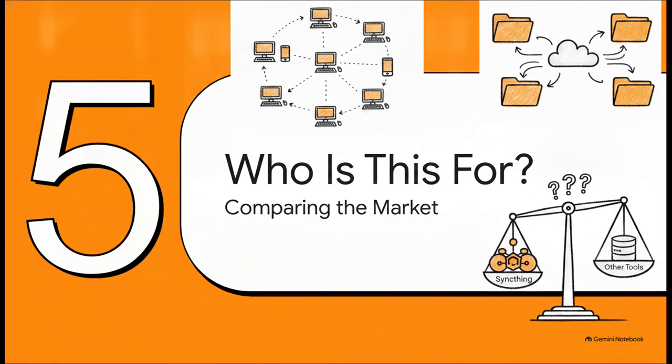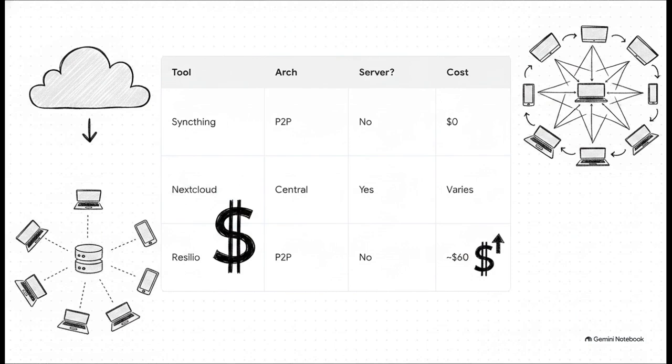Who is this for? As you can see in this table, your choice really comes down to architecture. Do you need a centralized hub for a big team? Then you're looking at things like Nextcloud or Cfile, which require a server and come with varying costs. But if you want pure device-to-device syncing without a server, your main showdown is between Syncthing and Resilio Sync. Syncthing gives you that exact functionality for $0, completely bypassing those per-user fees.